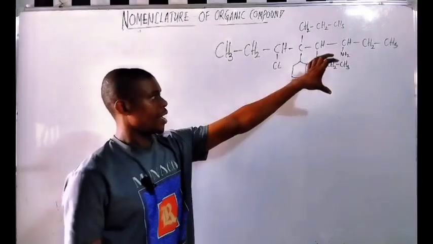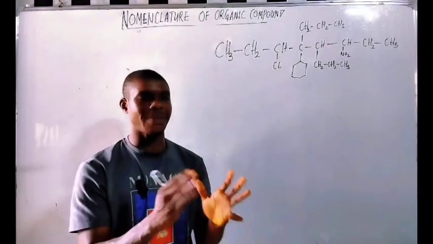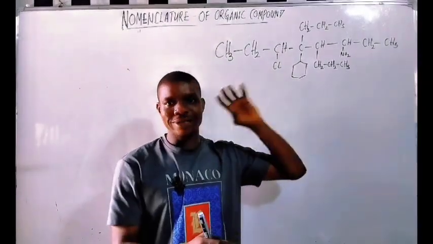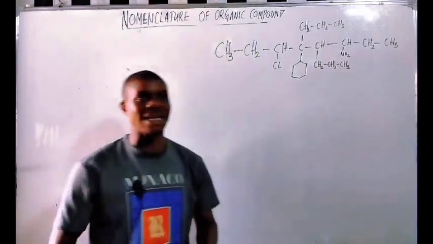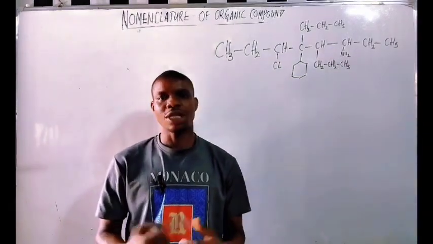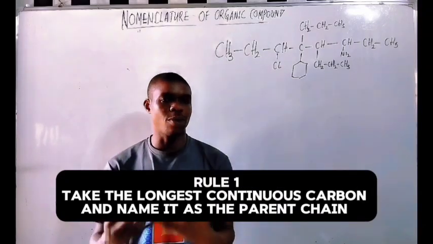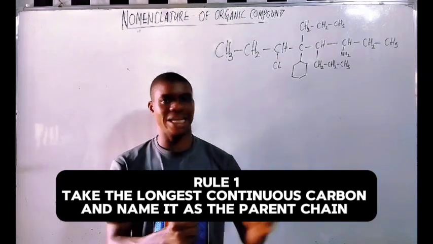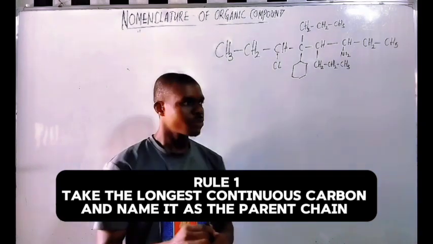So now let's name this one here. What are the various rules in naming alkanes? Let's take it step by step. Of course, this one is an alkane because they are all single bonds. So let's take rule number 1. To name an alkane, rule number 1 states that you take the longest continuous carbon chain and name it as the parent chain.